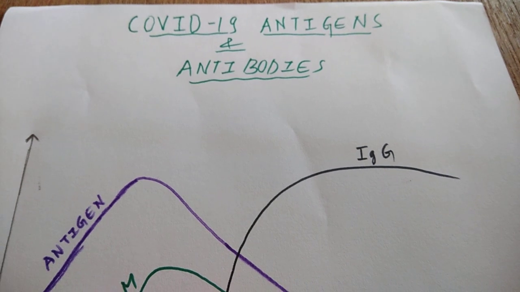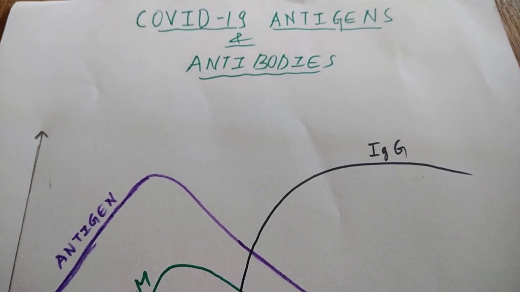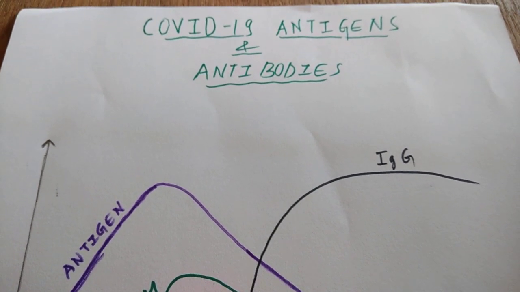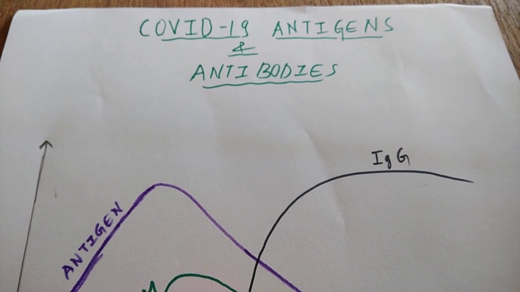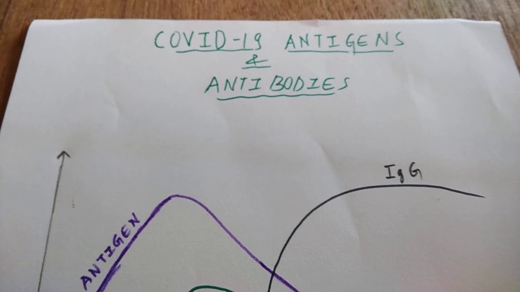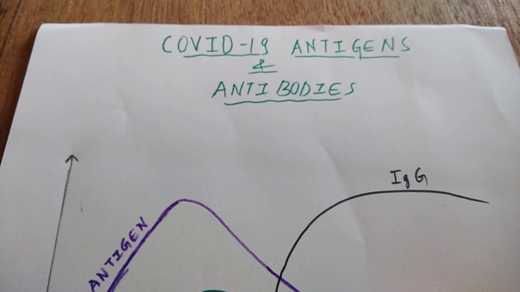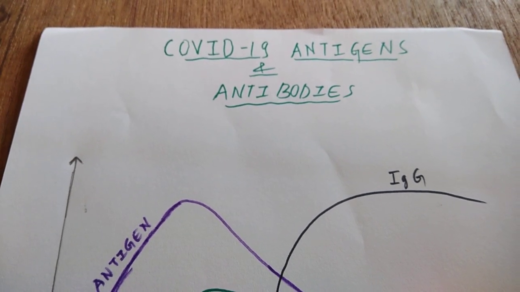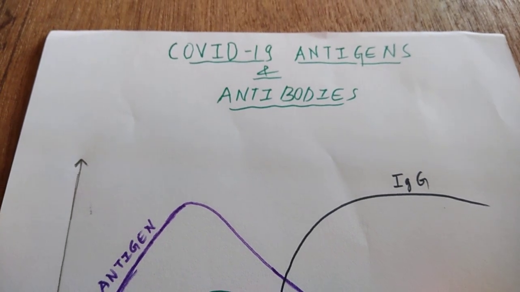Welcome to the second video about decoding COVID-19, part 2. In this video we are going to study COVID-19 antigens and antibodies. Antibodies are mainly of two types, IgM and IgG. IgM is an acute phase antibody, IgG is a chronic phase antibody.